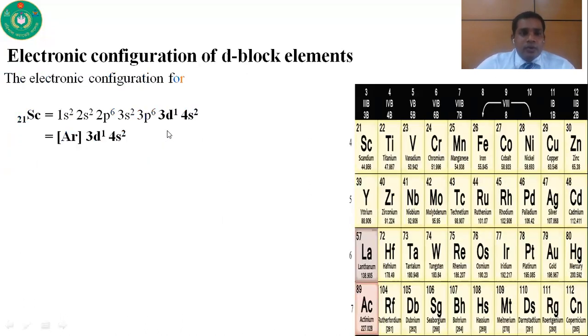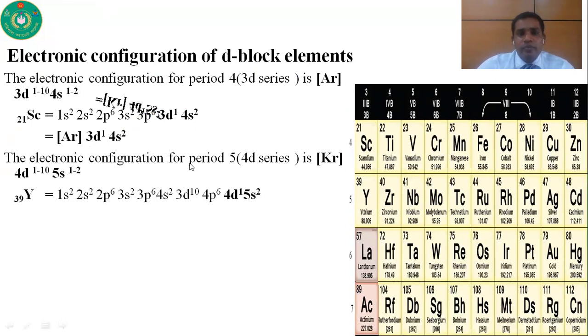Now the electronic configuration of the series, that means the 3d, 4d, 5d and 6d series. In the case of the 3d series, we write it as argon 3d1 to 10 and 4s1 to 2. For example, scandium, its atomic number is 21, so its electronic configuration is argon 3d1 and 4s2. In the case of the 4d series, that belongs to period 5, it starts with krypton 4d1 to 10, 5s2. Here is an example.